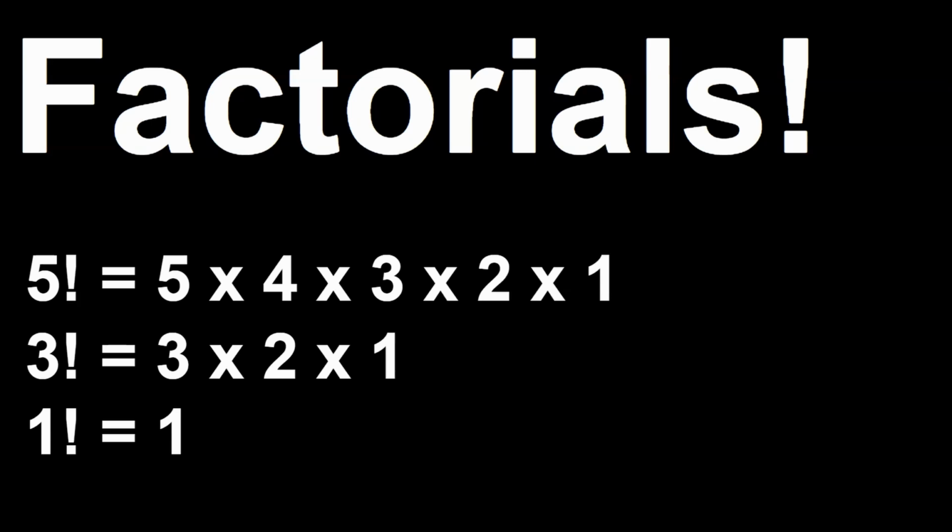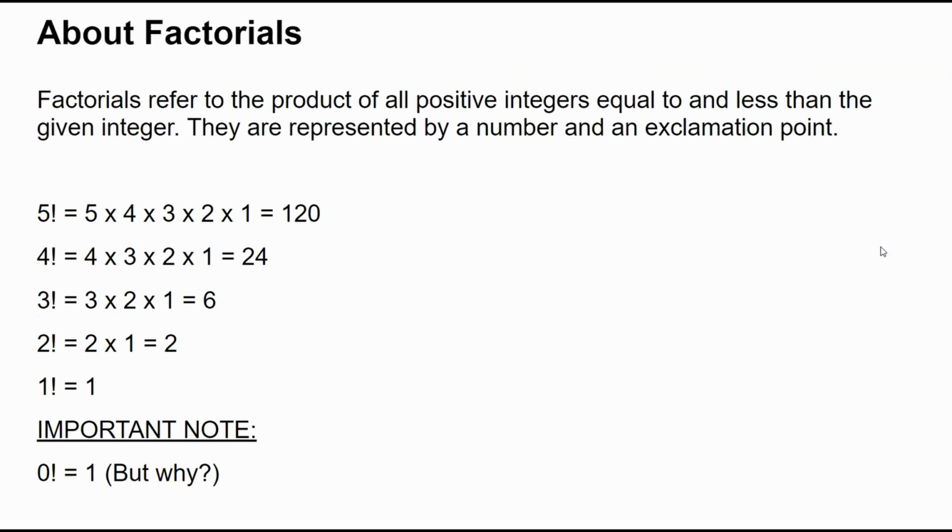Welcome to the Arithmetic Zone, and today we're going to do a lesson on factorials. So what are factorials? Essentially, they refer to the product of all positive integers equal to and less than the given integer, and they are represented by a number and an exclamation point followed immediately after. So right here, we have 5 factorial, and that's equal to the product of all the integers equal to 5 and less than 5. So that's 5, 4, 3, 2, 1. Multiply that all together and you get 120.